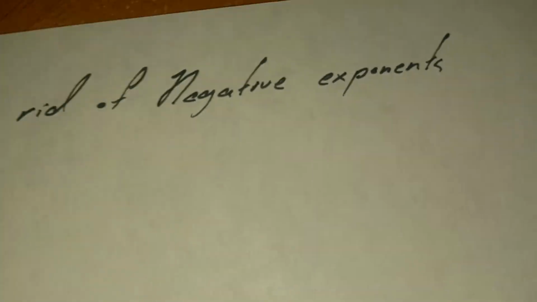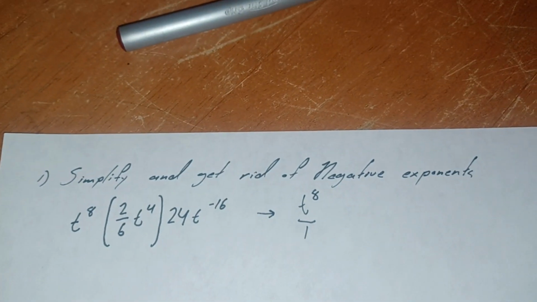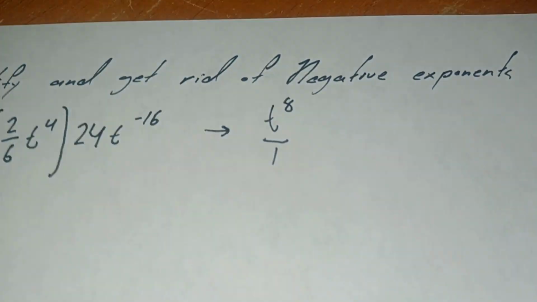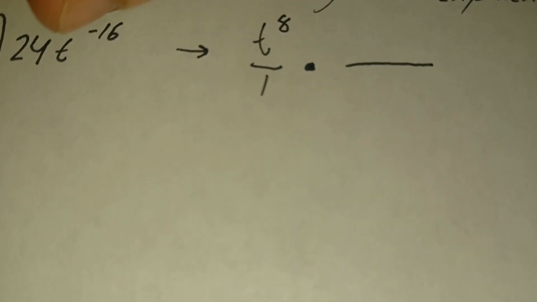Let me draw a little arrow, just like that. This expression is literally equal to t to the 8th power over 1, because t to the 8th divided by 1 is going to equal t to the 8th. Multiplied, that's the multiplication sign, multiplied by 2 divided by 6.